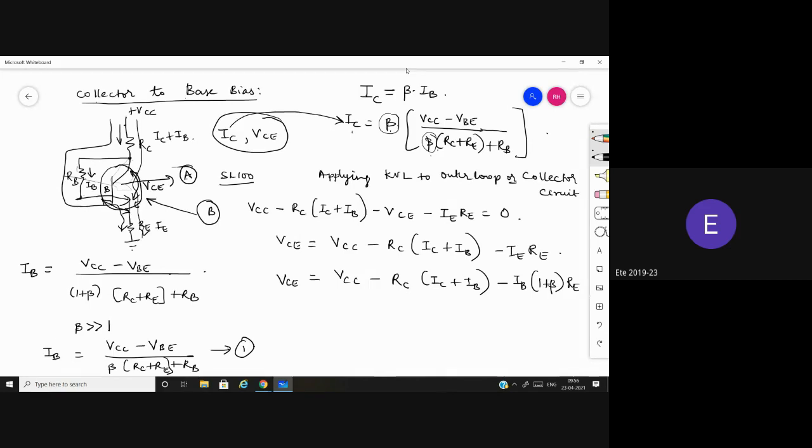Both of them belong to SL100 only. So both seem to have a current gain of 100, that is, beta is equal to 100. But as I have told, based upon the doping values or doping factor, the beta value will differ from one transistor to another transistor.